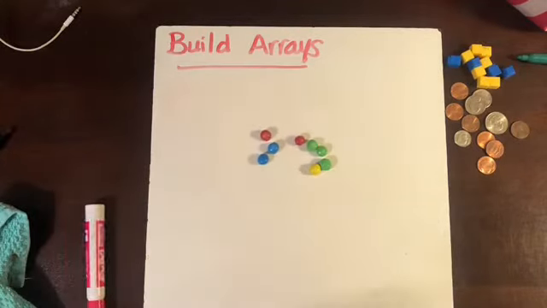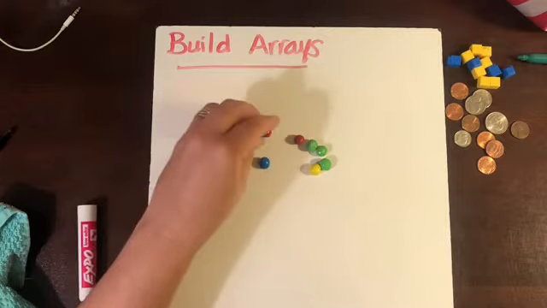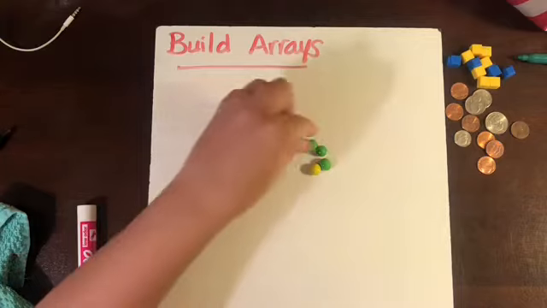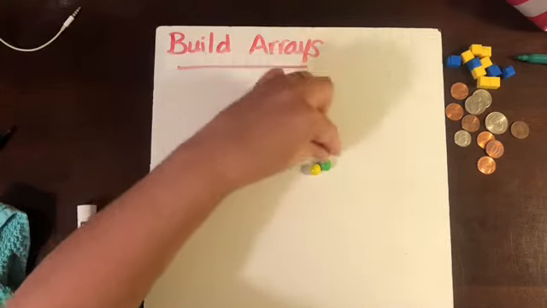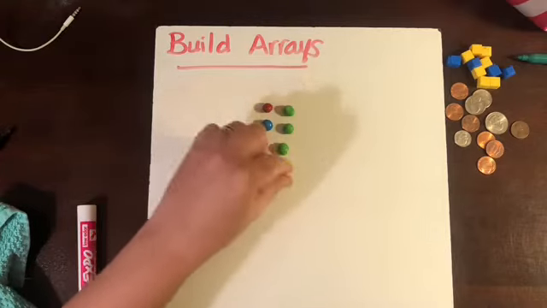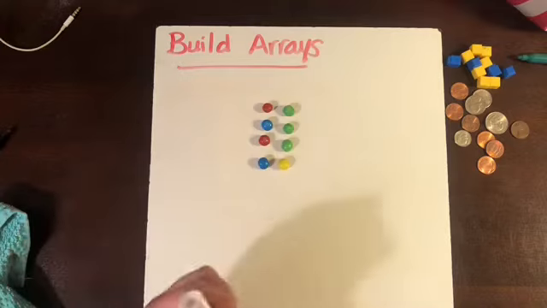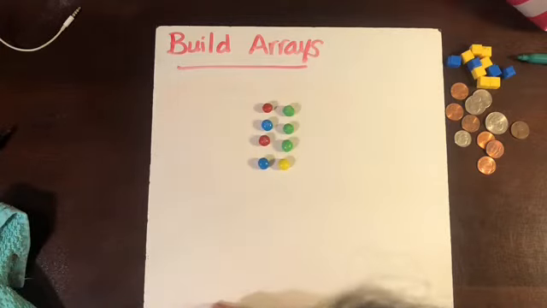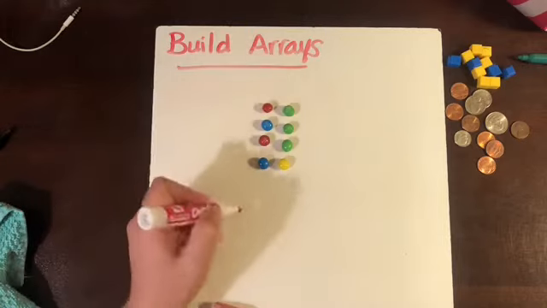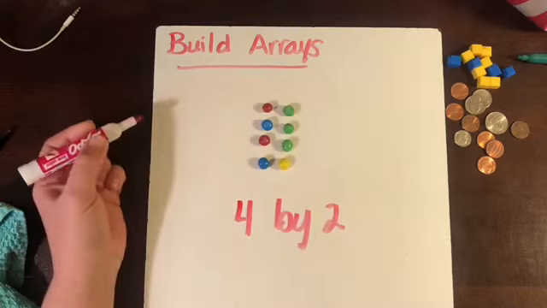All right, I'm gonna build an array with these. Again, 2s are easy. I want you to stretch your mind and try to do some that are a little bit harder. All right, I'm gonna do 4. Ooh, that worked out perfect. And everybody has a partner, so that's equal groups. Good job. And so what would my array be for that? 1, 2, 3, 4. So a 4 by 2 array.